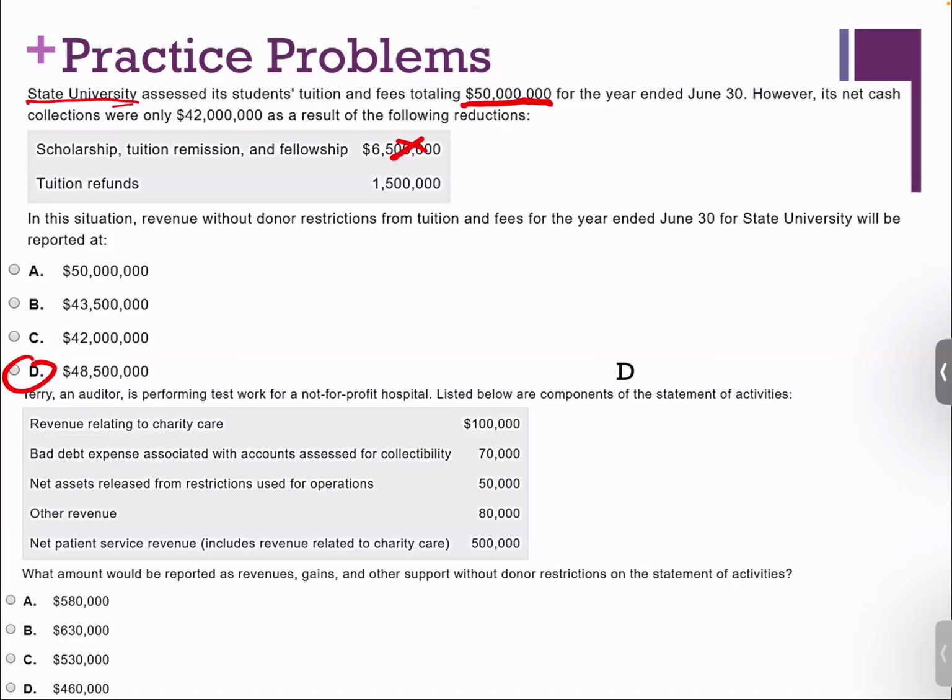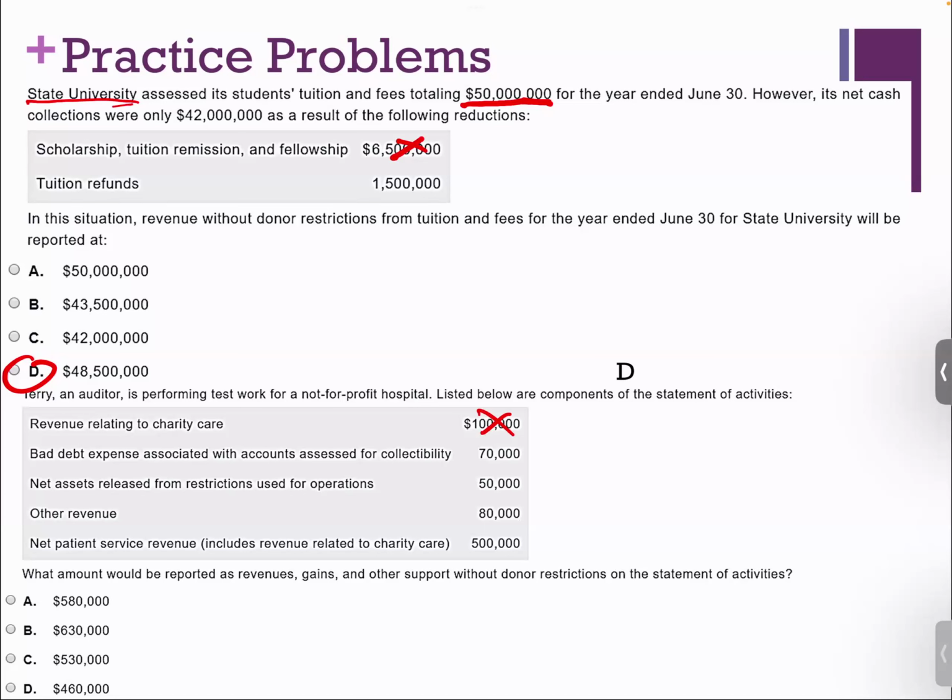Okay, so we're doing test work for a not-for-profit hospital. We have some different components on the statement of activities. What amount would be reported as revenues, gains, and other support without donor restrictions on the statement of activities? So revenue related to charity care? No, we don't recognize that at all.